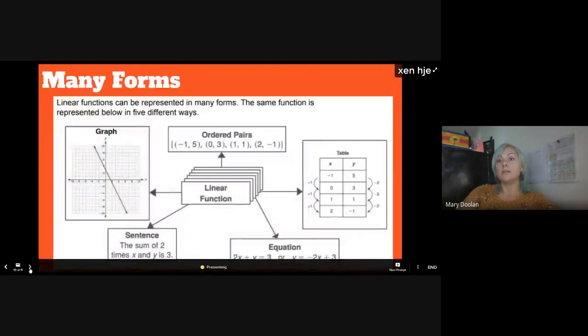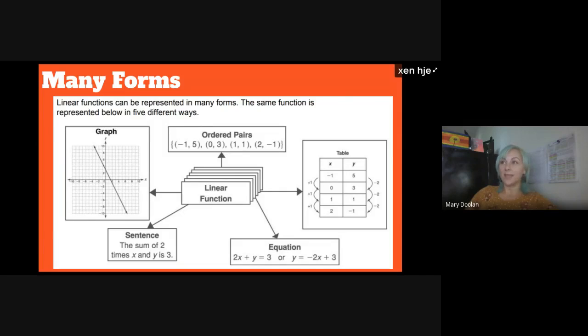And then slide 10. So linear functions can be represented in many forms. This is an example where we have one linear function represented 5 different ways, but it's all the same function. It just looks different. So right at the top, we have the ordered pairs. -1, 5 is one of the ordered pairs. And that shows up in the table. -1, 5 is in that table. It shows up in the graph. It's a plotted point. If you go to -1, +5 on the graph, it's plotted there.